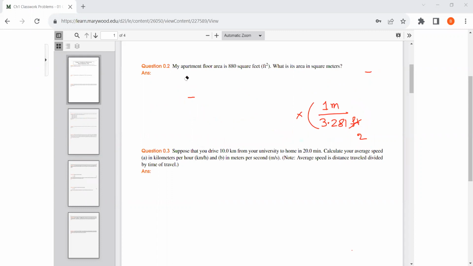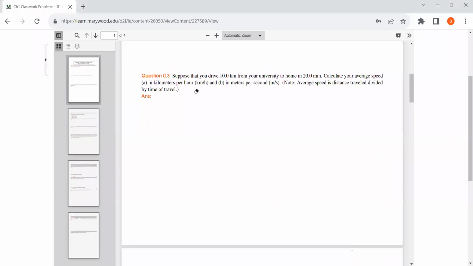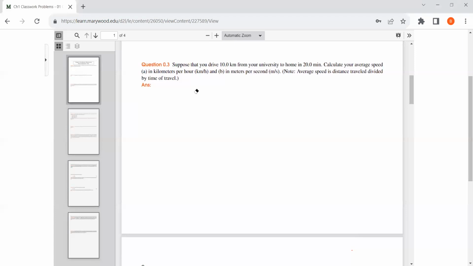All right, so the next problem is: suppose that you drive 10 kilometers from your university to home in 20 minutes. Calculate your average speed. We'll be learning average speed in the next chapter, but here it gives us some definition of average speed. So let's use this and then calculate the average speed, and we'll be learning more about it in the next chapter.